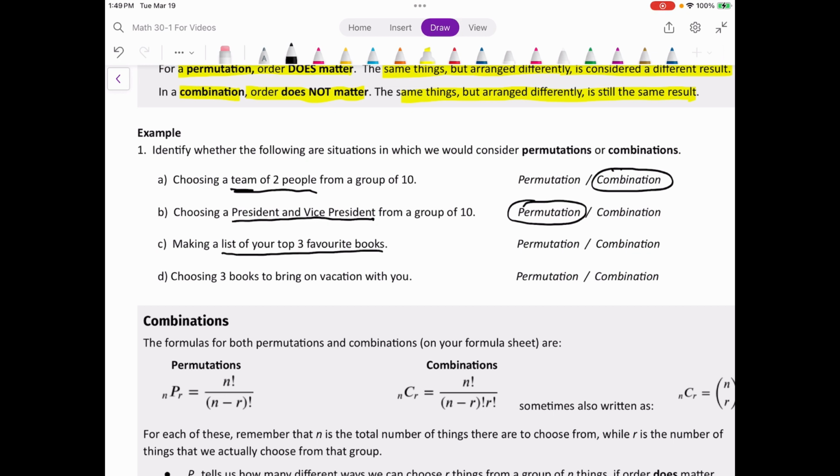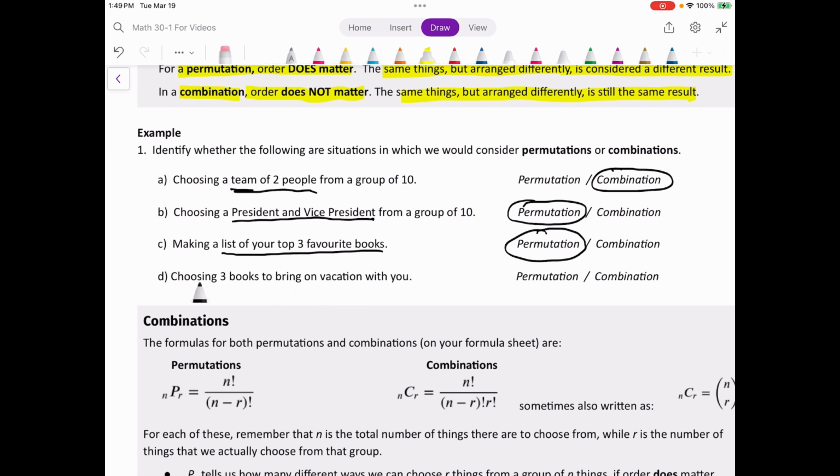You actually do have a different favorite book and a different second favorite book. So that is also a permutation. The same 3 books arranged differently makes a different top 3 list. Order matters.